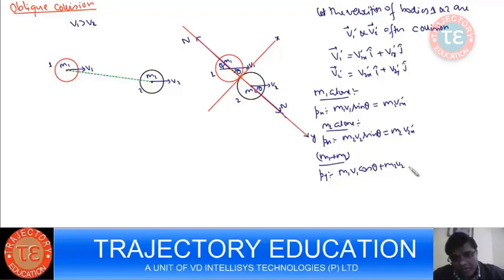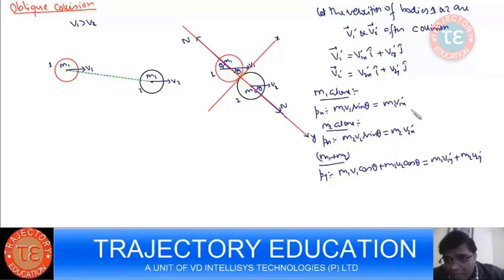plus m2 v2 cos theta. After collision it is m1 v1 y dash and m2 v2 y dash, right? So m1 v1 y dash plus m2 v2 y dash. So I have got three equations, I have four variables, I have to find four quantities, v1 x dash, v1 y dash, v2 x dash and v2 y dash.